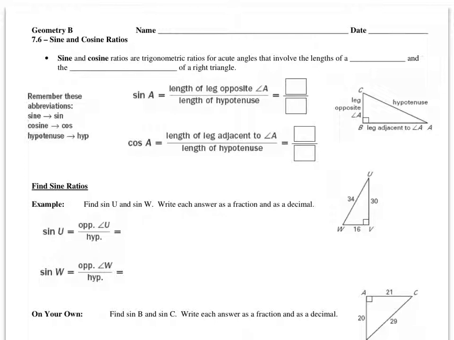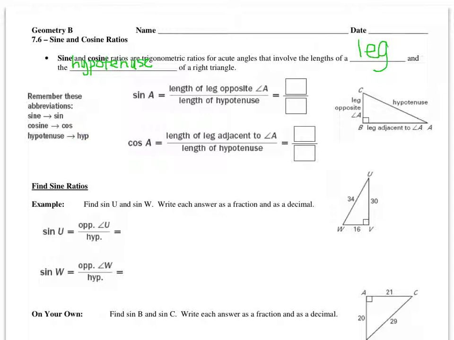It says sine and cosine ratios are trigonometric ratios for acute angles that involve the lengths of a leg and the hypotenuse of a right triangle. So again, we had these abbreviations. We had an abbreviation yesterday for tangent. Today we're going to have sine. We're going to put SIN for sine. For cosine, we're going to put COS. Hypotenuse, we're just going to use HYP for hypotenuse.